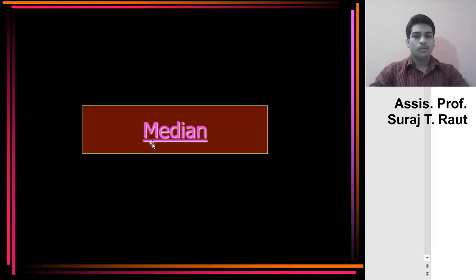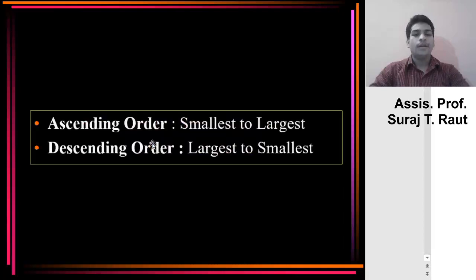Hello friends, today we will discuss the topic median. First we define ascending order. If we are given some numbers and we arrange them from smallest to largest form, then this type of arrangement is called ascending order. And if we arrange the numbers in largest to smallest form, then this type of arrangement is called descending order.